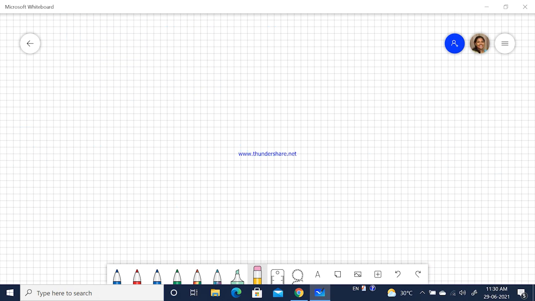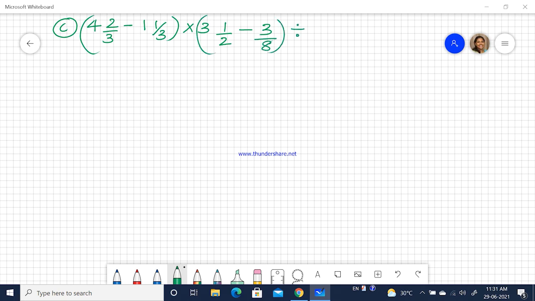Now let's consider another example. So the next question is a pretty big question, question C. Question C is 4 and 2 by 3 minus 1 and 1 by 3 into 3 and 1 by 2 minus 3 by 8 divided by 13 and 1 by 3 plus 7 and 1 by 2 of 3 and 1 by 3 by 1 and 1 by 9. So this is the expression.